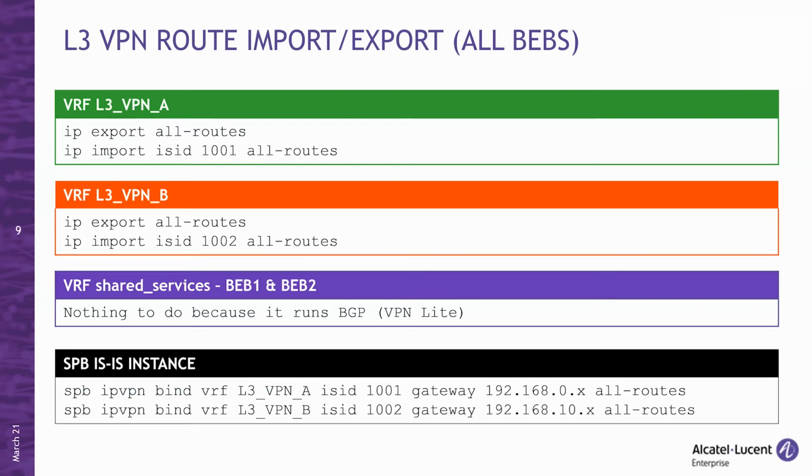Then lastly, we need to inject the routes from each L3 VPN VRF, which again are the local connected routes, into the SPB-ISIS instance so that the far-end BEBs can also import them. When we do this, we indicate the WAN IP interface as the gateway, which means that the far-end BEBs will have a route to the local LAN interface, which points to the local WAN interface. And the WAN interface is reachable over the SPB service in a single L3 hop. So this is something we have discussed before, and I'm only including this for completeness.